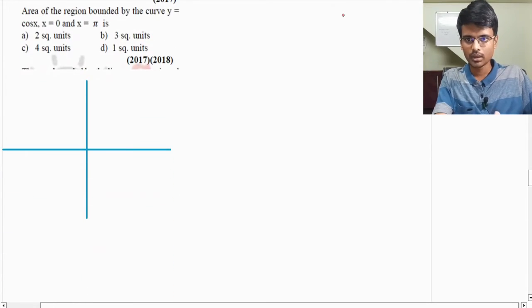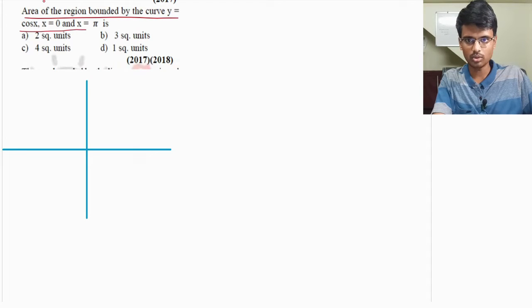Moving on. The area of the region bounded by the curve y equal to cos x, from x equal to 0 to x equal to pi. So what is the graph of cos x? Everyone knows, right? It is like this. This is something you should know. You should just remember the graphs. These are very basic graphs. So from 0 to pi, this is my region, right?